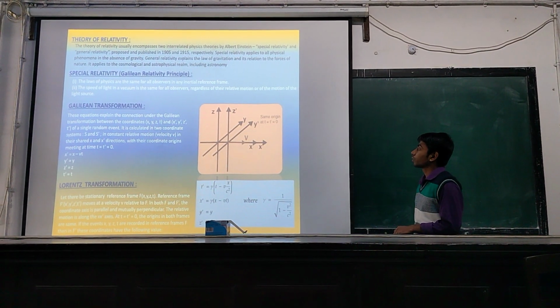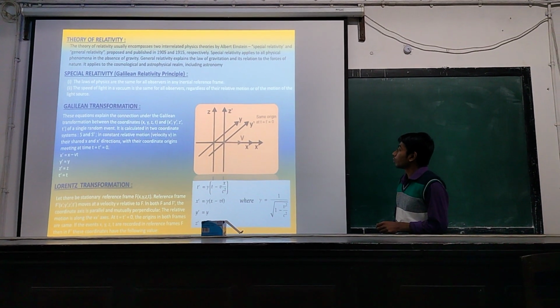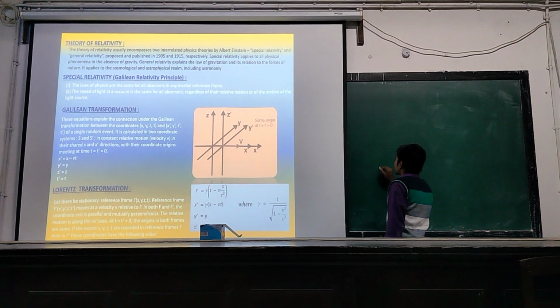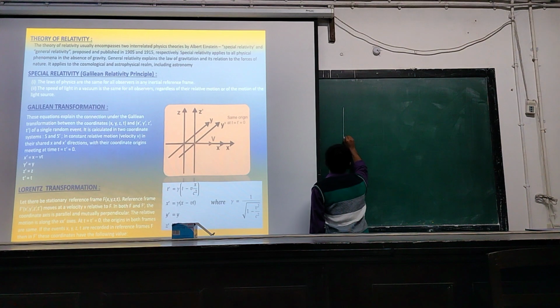From Einstein's special theory of relativity and general theory of relativity, we get the Lorentz transformation and the Galilean transformation. So suppose we consider two frames of reference.